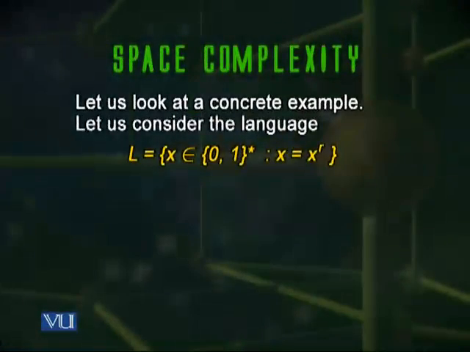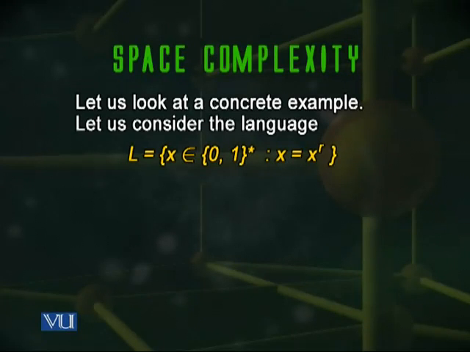Let's look at a language, which you know is a computational problem, and let us design algorithms, which are equivalent to Turing machines, for this computational problem, and see how much space they require. This would give us some feel about space complexity, and what it means when we say that this machine takes space n, or this machine takes space n squared, and so on. So let's look at a concrete example.